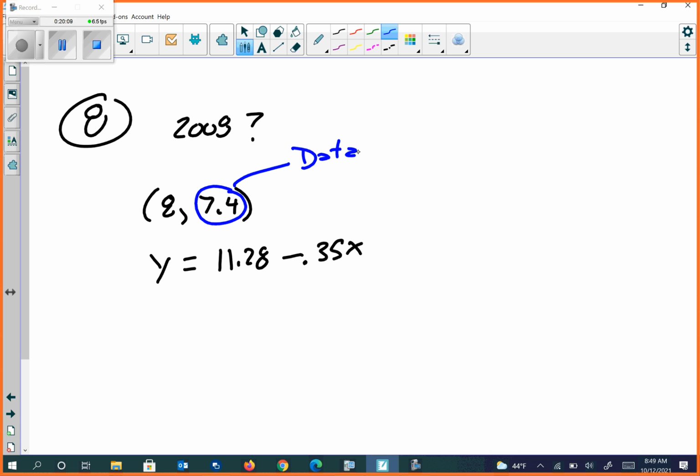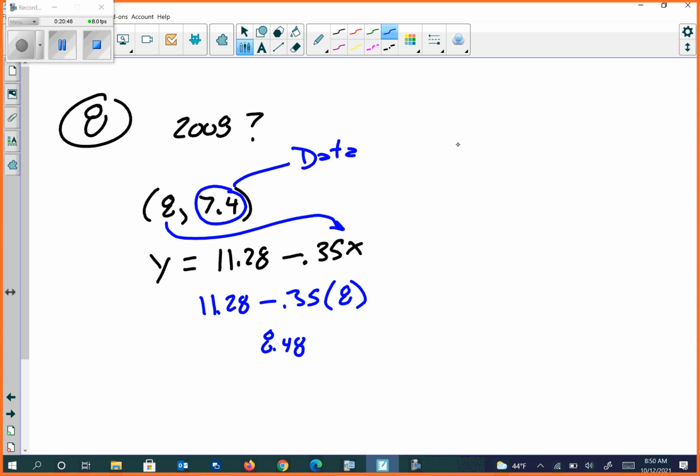Okay? Now, if I wanted to figure out what the residual was, I'm going to take this 8 and I'm going to plug it in. Does somebody have a calculator that they can do this so I don't have to jump back to mine? Just go 11.28 minus 0.35 times 8. 8.48. Okay? Help me out, because I just don't remember off the top of my head.